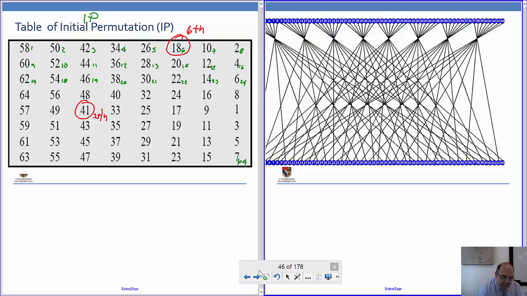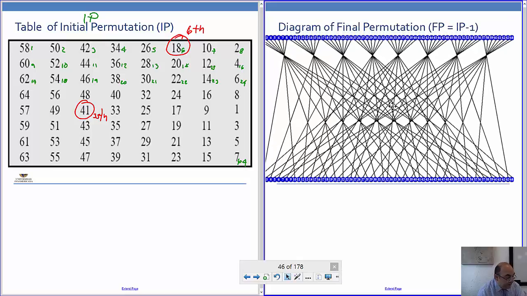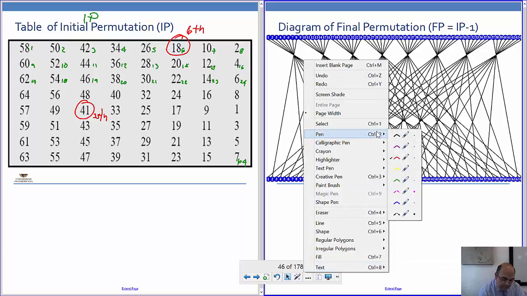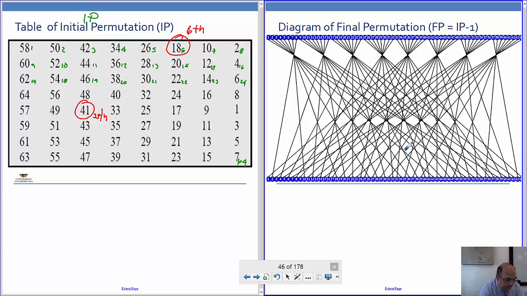Next, and this is the reverse one. I'm going to move this thing. This is the final permutation of the reverse one. As you can see, we will do the same thing, but in a reverse way. Remember, in the 6th place, we put bit 18. So now bit 18, how will you do it? Well, believe me, it's a reverse thing.